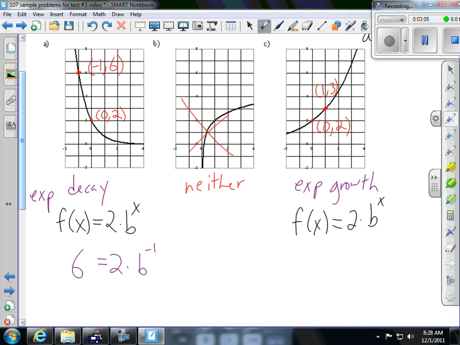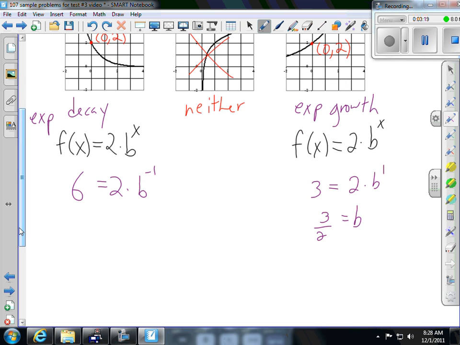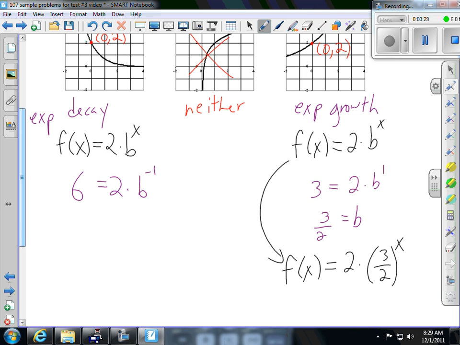On the right-hand graph, same kind of thing. 1 is x, and 3 is y. Okay, this equation is easier to solve. We'll stay here. b is equal to 3/2, which means that the final answer for this one is 2 times (3/2). Don't forget the parentheses. They are mandatory, to the x.